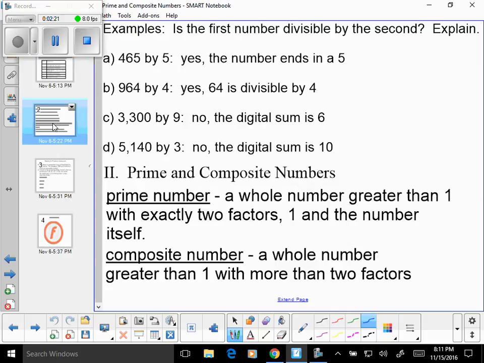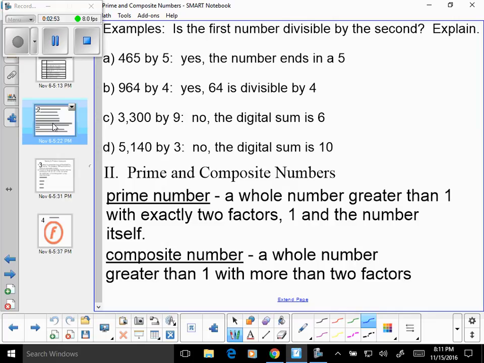One of the things you'll be asked to do is to decide whether or not a number is divisible by the second number, and then to explain. Let me make it very clear that the explanation for A, for example, is not "465 is divisible by 5." We are looking for a summation of the divisibility test. So if we look at A, yes, it is divisible by 5 because the number ends in a 5.